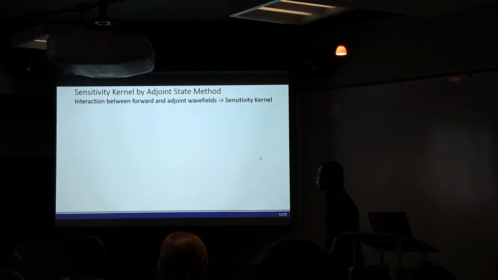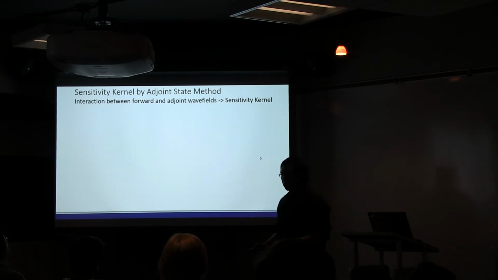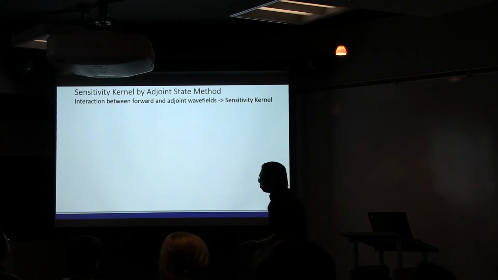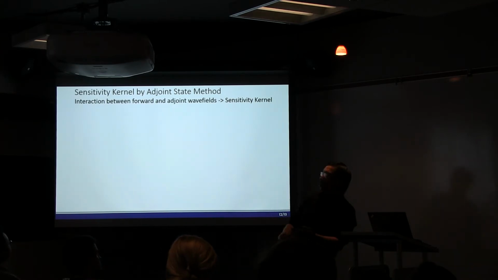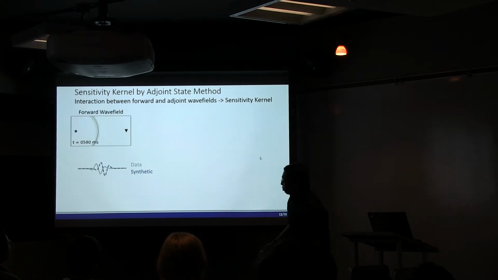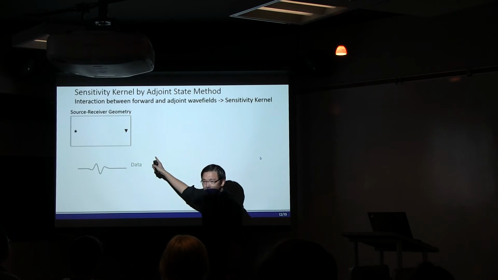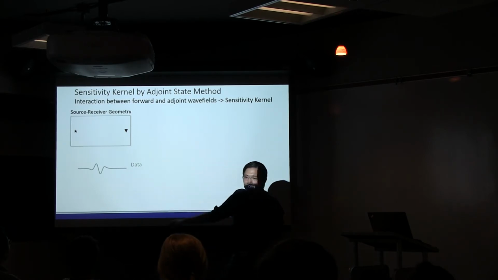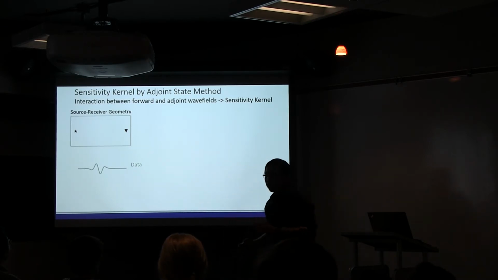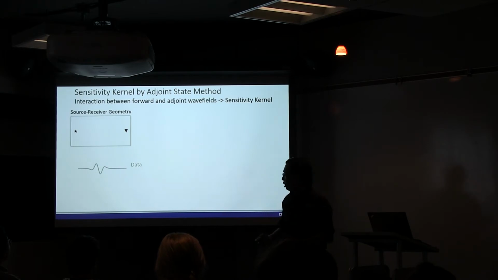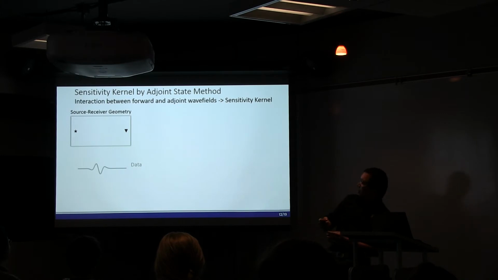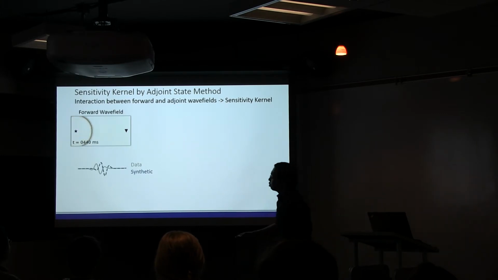Now let's get back to the seismic. So the sensitivity kernel is generated by the interaction between 2 wave fields, a forward and an adjunct. So let's first consider, for example, a 2D case. So we have a source, we have a receiver, and we have data recorded at the receiver. So now let's start from a homogeneous initial model, and let's do the forward modeling.